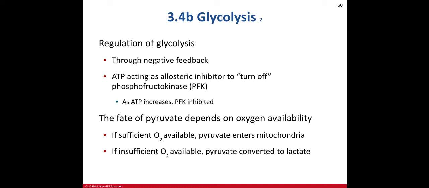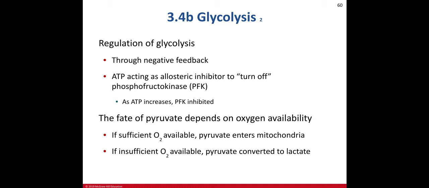How do we regulate glycolysis? Well, of course, it's through negative feedback. ATP can act as an allosteric inhibitor to turn off the enzyme phosphofructokinase. It's okay to just know ATP is an allosteric inhibitor to turn off an enzyme. And as we get more ATP, we're stopping this enzyme.